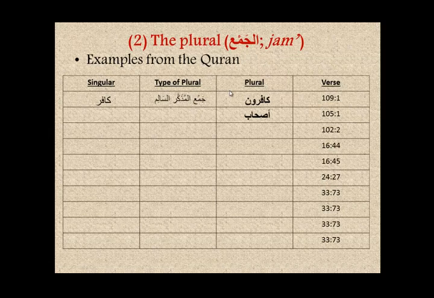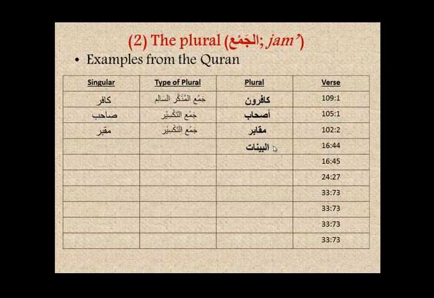In verse number 1 of Surah number 105, Allah says, أَلَمْ تَرَ كَيْفَ فَعَلَ رَبُّكَ بِأَصْحَابِ الْفِيلِ. Ashab means companions. This is an example of a jam' taksir, a broken plural. The singular is sahib. In verse number 2 of Surah number 102, At-Takathur, we have حَتَّى زُرْتُمُ الْمَقَابِرِ, maqabir, which means graves. This is again another example of a jam' taksir, a broken plural.